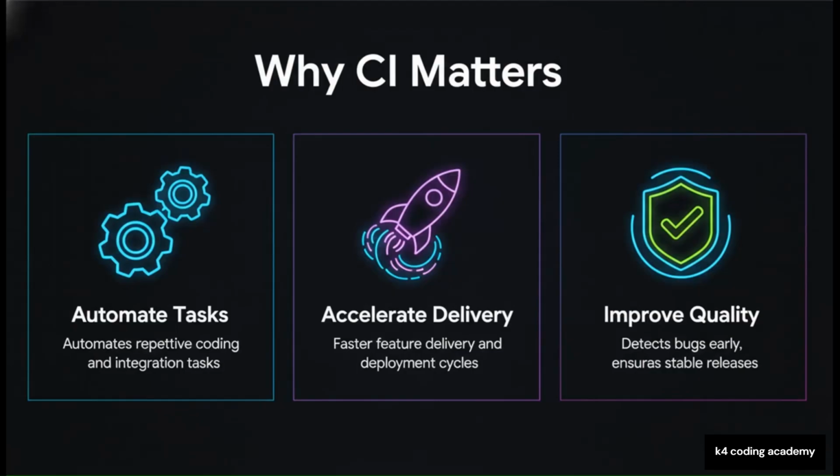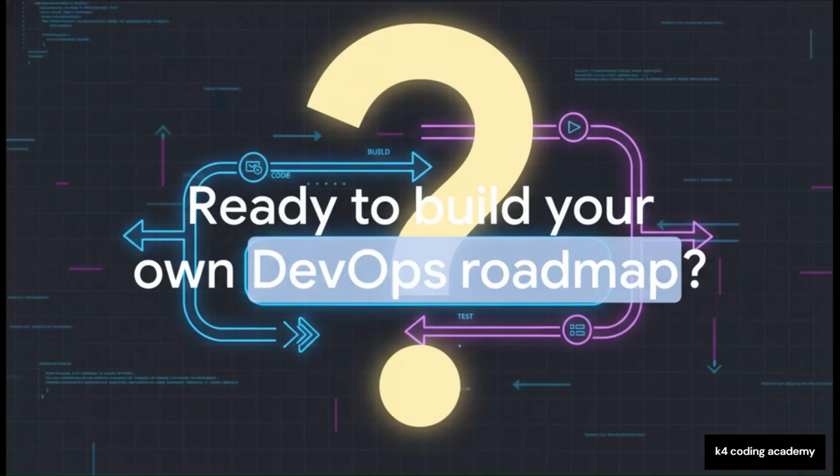So why does any of this matter? Well, because using these CI tools brings some massive benefits. You automate all those repetitive, boring tasks, you dramatically speed up how fast you can deliver software, and most importantly, you catch bugs way, way earlier, which leads to much, much higher quality code. It's a total game changer. The world of CI is huge, but hopefully now you have a map. So the real question is, are you ready to pick a path and start building out your own DevOps roadmap?